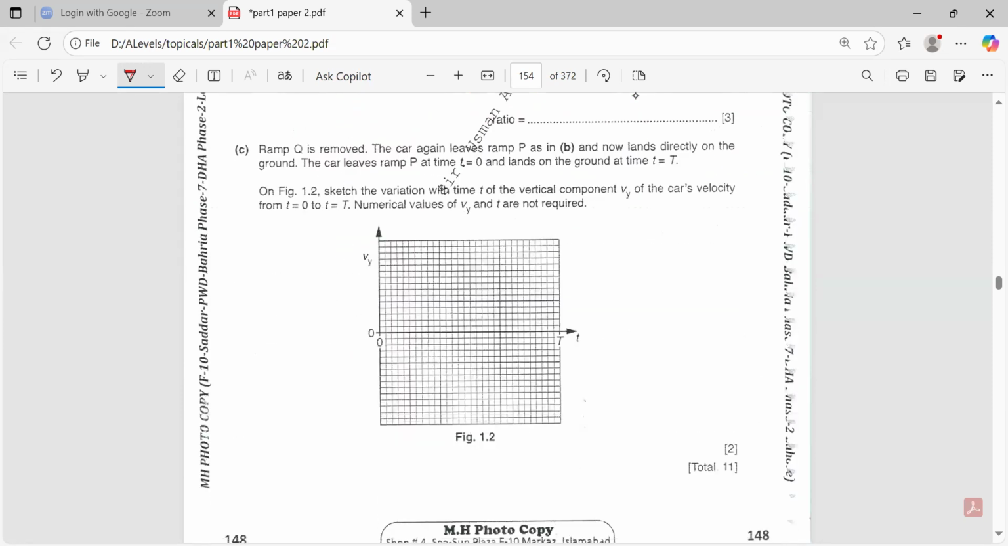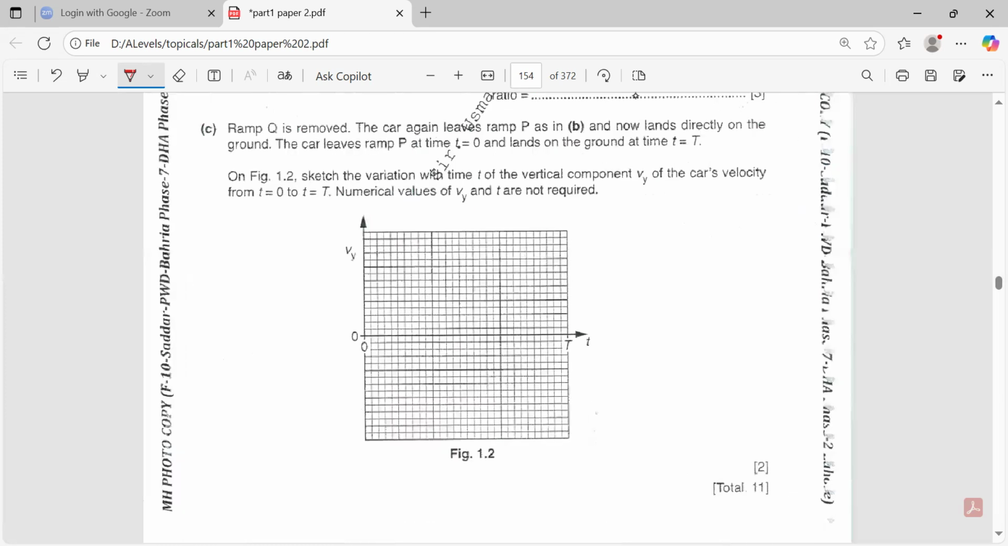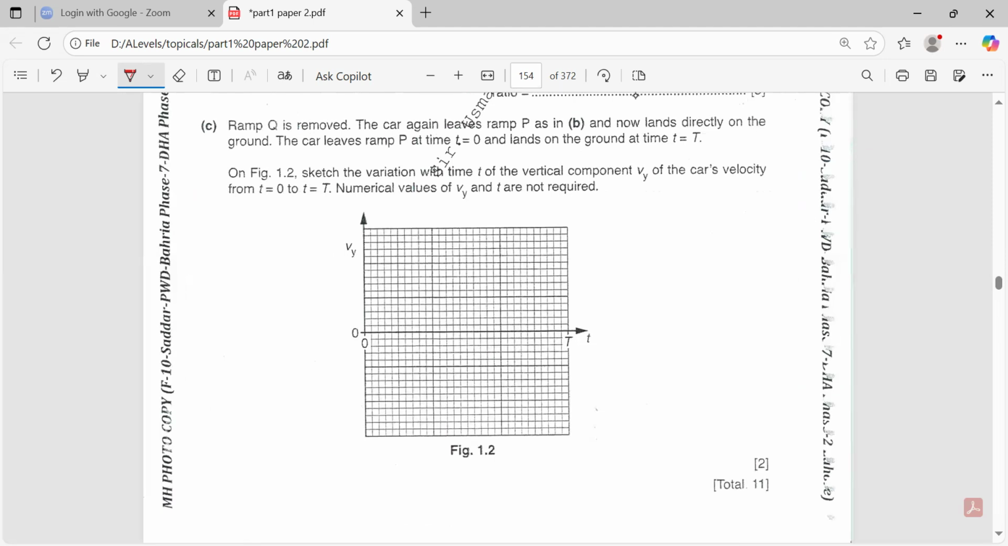Now the question says, this is a very interesting question, and I really want you to listen to it carefully. The graph that we have to draw, the question says the ramp is removed. Okay, so initially what was the scenario? The car was launched from the tip of this ramp, and the car moved to the other end where there was another ramp like this, right? This is the scenario.